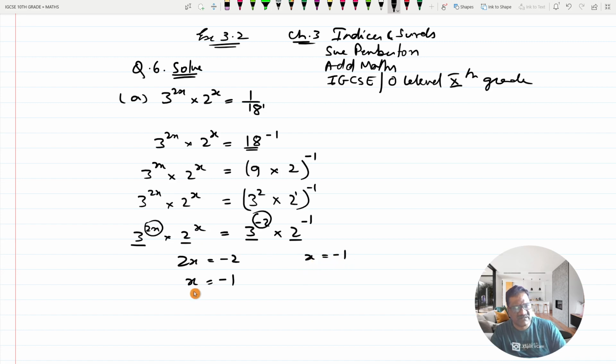Both ways I am getting x equal to minus 1, so the solution for x for this equation is x equal to minus 1. Either you take the help of 3 as the base and equate the powers, or you take the help of 2 as the base and equate the powers, you are getting the same answer for x. And this x equal to minus 1 happens to be a common solution. So that is the solution for question number 6, sub question A. Now let me check the answer at the back of the book, and the answer given for question number 6A is minus 1. Yes, so we are correct.